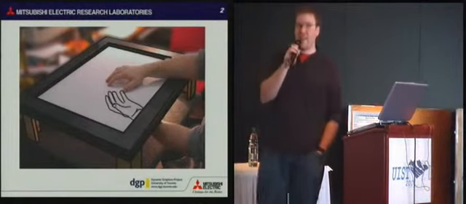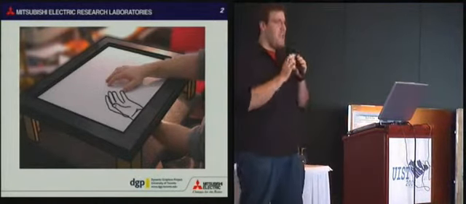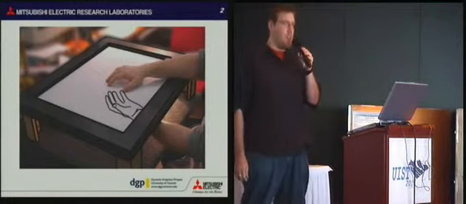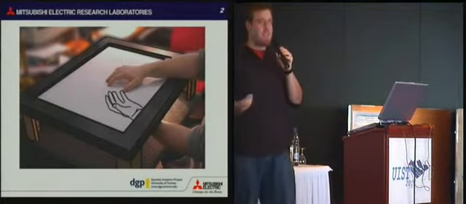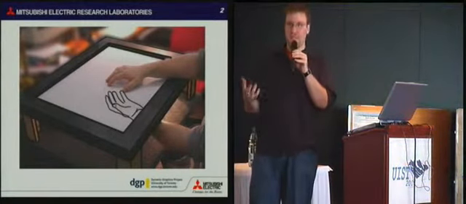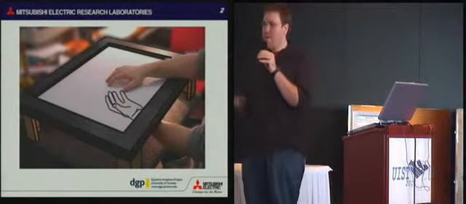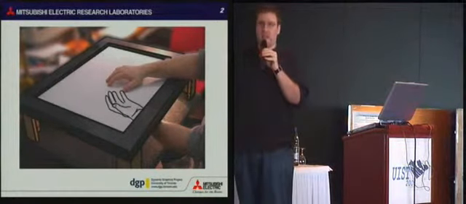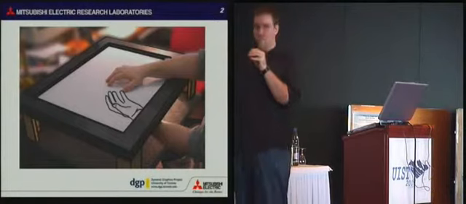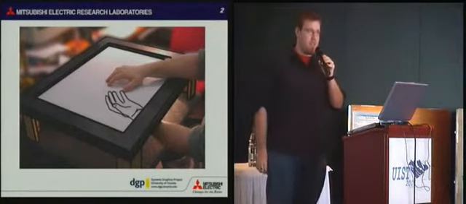So the basic idea with under-the-table interaction is that we've taken a traditional tabletop surface and added an additional surface underneath the table, which will accept touch input. Now, in this image, we see my hand interacting on the top of the table and a rotoscoped image of my other hand working underneath the table.